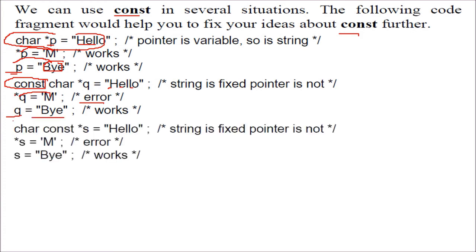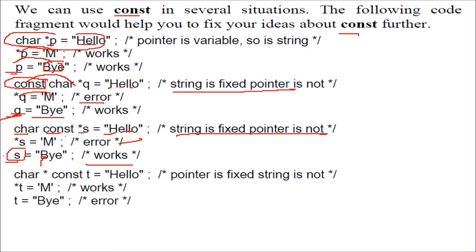Now again, we are shifting this const inside. We are saying char const star s. That means we have a string which is fixed, pointer is not. So what we are saying here is, string is fixed, pointer is not. That means when you have a const here and you want to assign some value through this pointer, it is going to give you an error. And in a similar way, you can assign the address, you can assign the address of b to s.